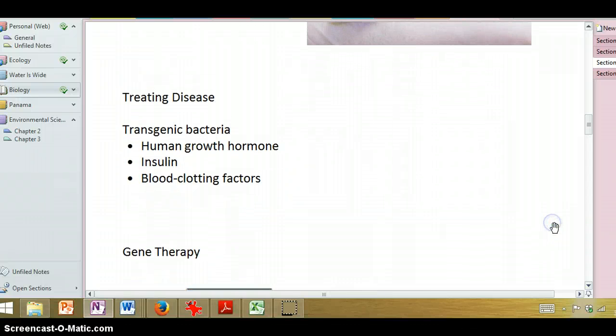Bacteria have been modified, as I think I mentioned earlier, with genes from people, so that you have bacteria that will produce HGH, or human growth hormone. The hormone can be extracted and then given to people. Same with insulin and blood clotting factors. These are all compounds that would normally be difficult to come by, but with these populations of transgenic bacteria that produce them, the compounds can be readily available and relatively inexpensive.